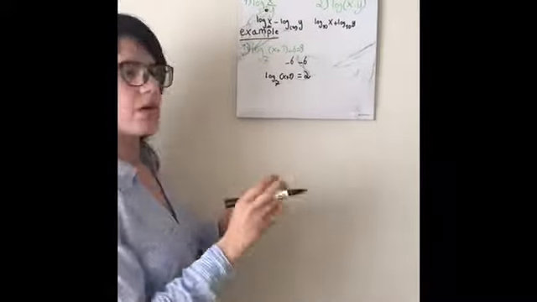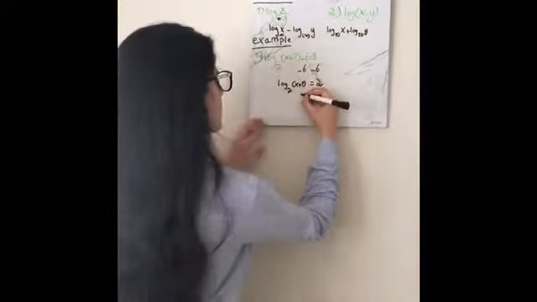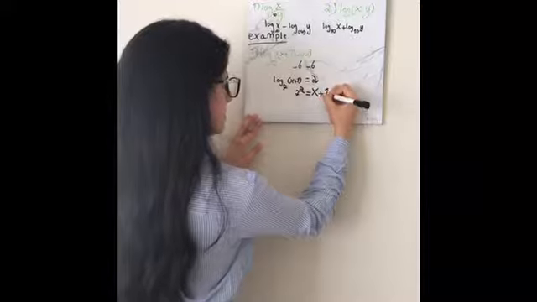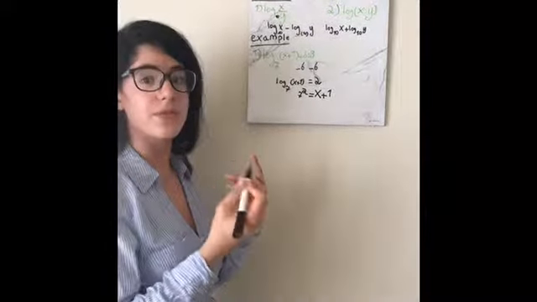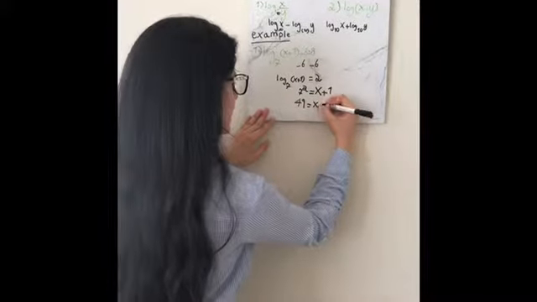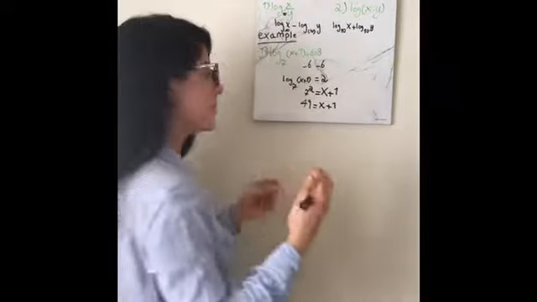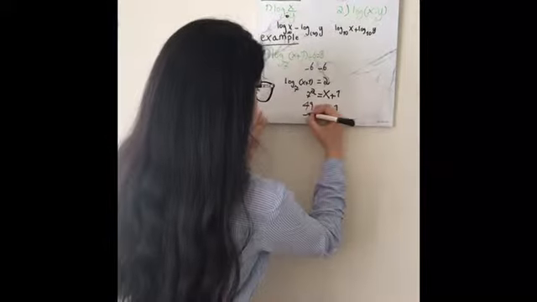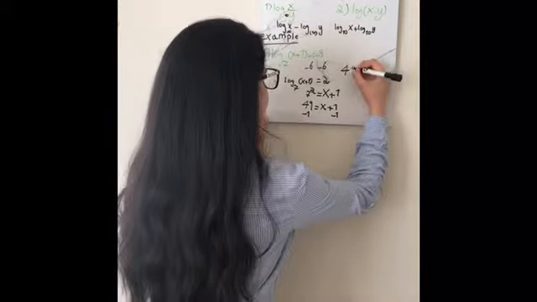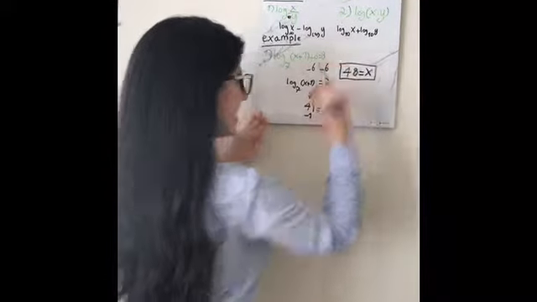And next off, we are going to change this into an exponential function. So we're going to have 7 to the power of 2 equals x plus 1. Now 7 squared is 49. So we're going to have 49 equals x plus 1. And in order to get x by its own, we are going to subtract 1 from both sides. And if we subtract 1 from 49, we're going to get 48. And therefore, x equals 48.